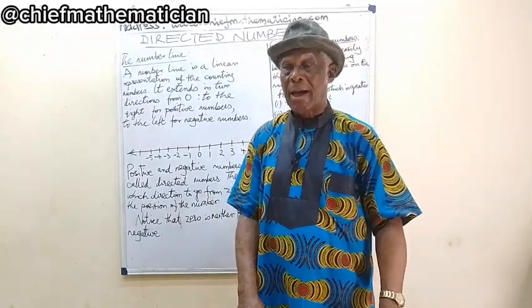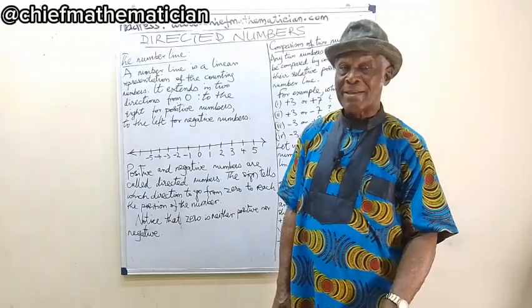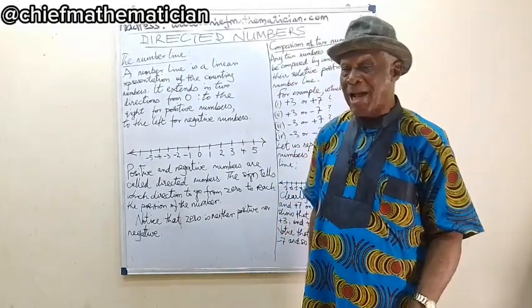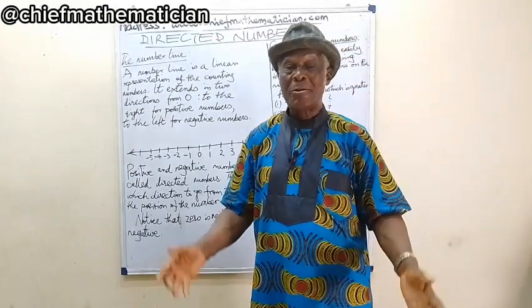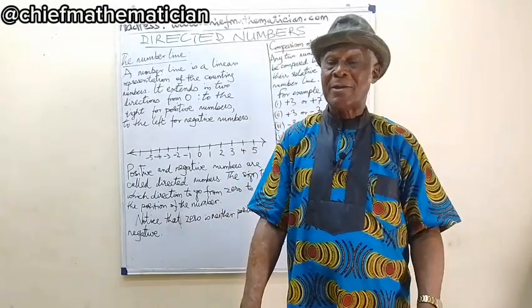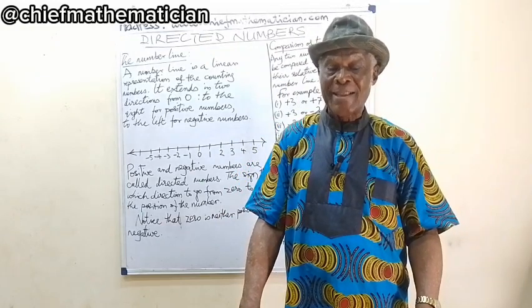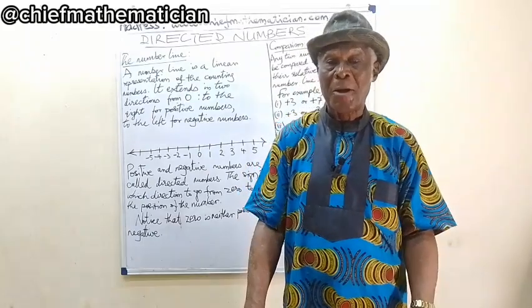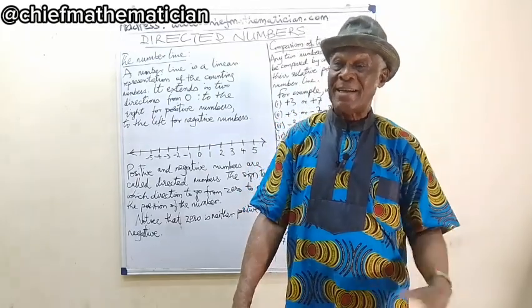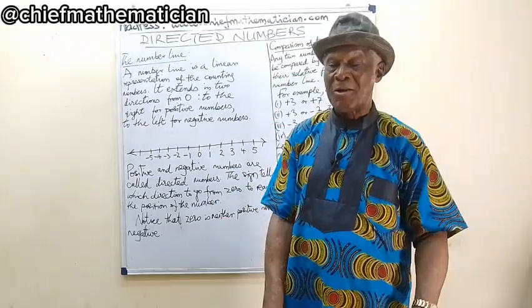Viewers, once again, we are around to talk mathematics. And this time around, I want to treat directed numbers. It may look very elementary, but I know very well that at times we get into trouble with the signs of numbers. When they have negative and positive numbers together, we at times run into some difficulties.